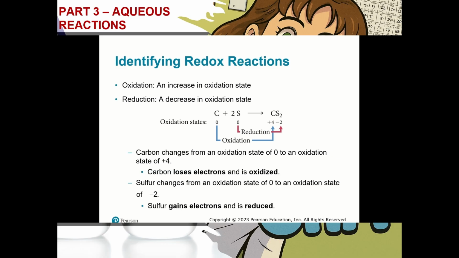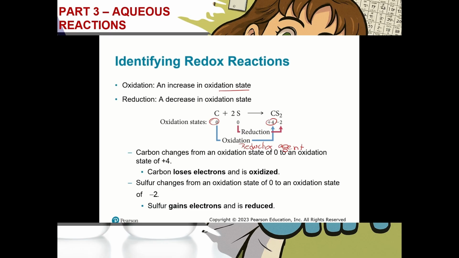So in the oxidation reaction, like you saw over there, oxidation is an increase in the oxidation state. So it goes from 0 to 4. See, it's increasing. And reduction is a decrease in oxidation state. So here I see the carbon is losing electrons, so it's oxidized. So this is the reducing agent.